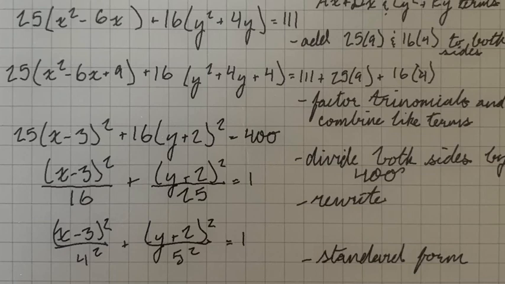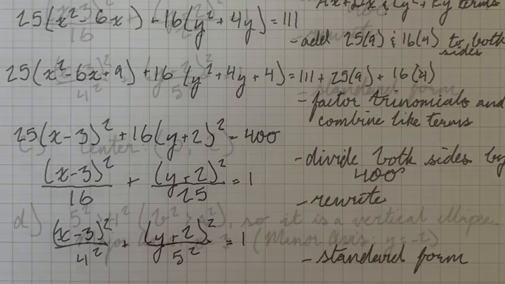Now, the next step, in order to get this into the standard form of an ellipse, is we're going to need to divide both sides by 400 so that the left-hand side with all of the variables is set equal to 1. So we're going to divide the whole problem by 400, which on the left will give us the quantity x minus 3 squared over 16 plus the quantity y plus 2 squared over 25, and that'll equal 1. Now, what we can do is rewrite those denominators as 4 squared and 5 squared respectively.